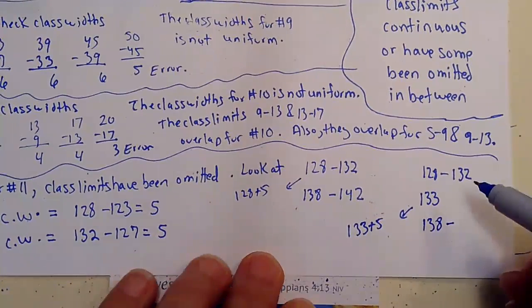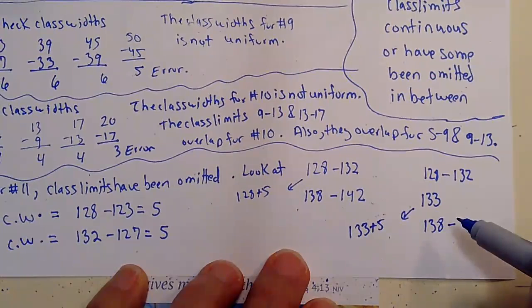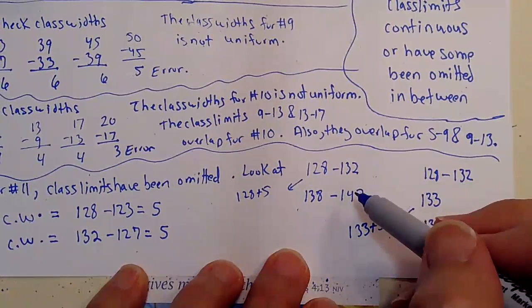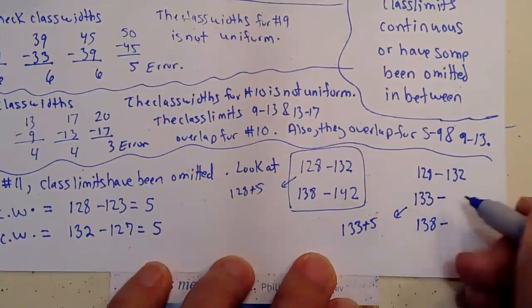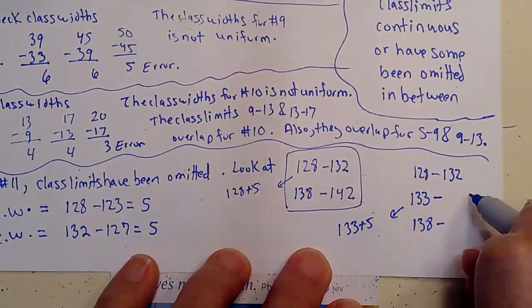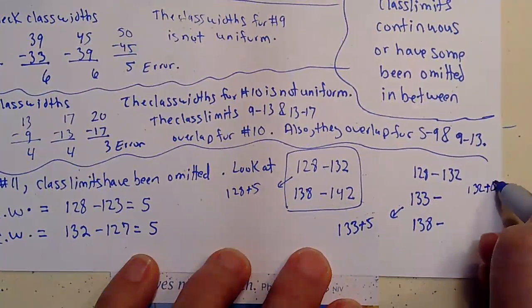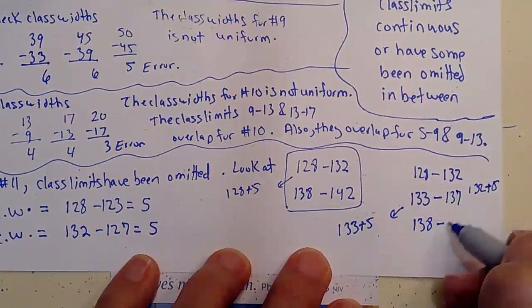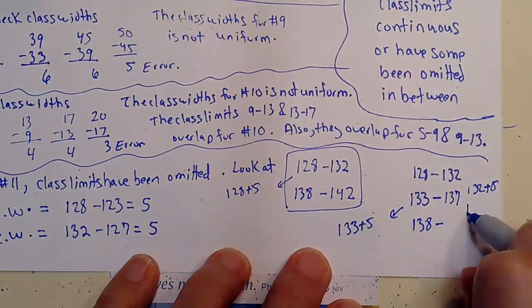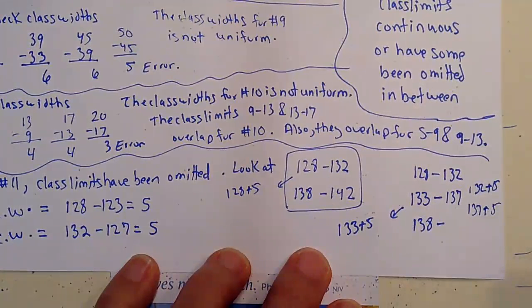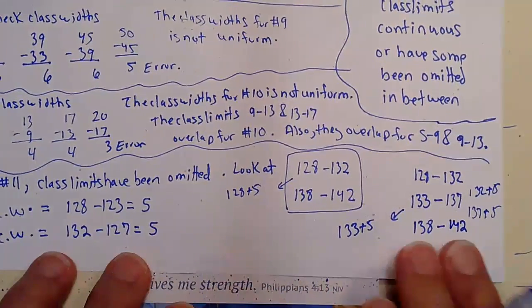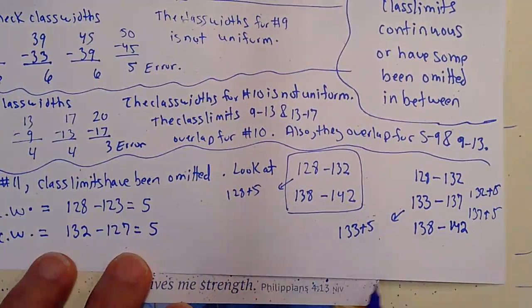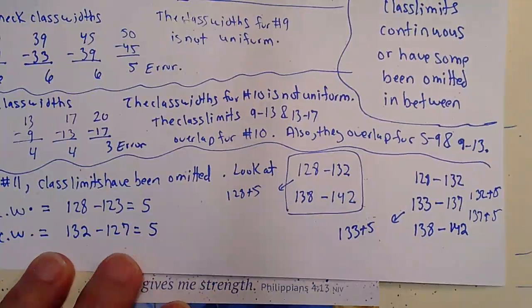Yeah, so it looks like class limits have been omitted. And if you look right here, it's where it should have been 133. And now that I know the class width is 5, 132 plus 5 is 137. Yeah, 137. And then 137 plus 5 is 142. Yeah, so can you see that? Looks like there was something omitted there. Okay, so on number 11, that would be an example where the class limits have been omitted.